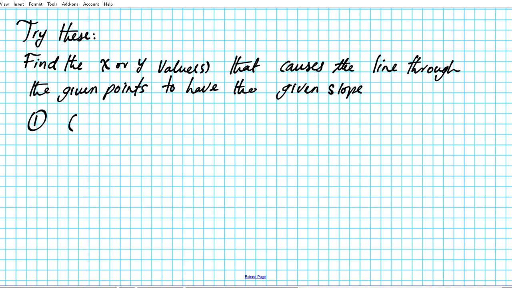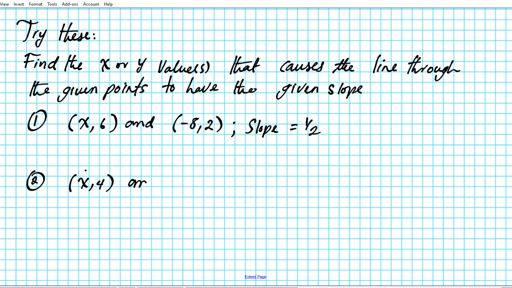Question number 1. What if you have the points x, 6 and negative 8, 2 and a slope value of 1/2? Question 2. What if you have a pair of points, x, 4 and 6, negative 9, and a slope value of 13 over 2.